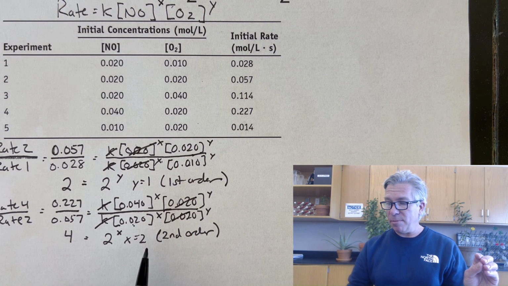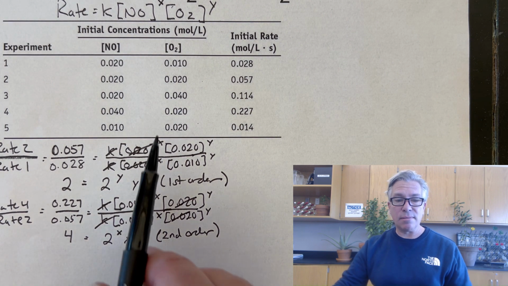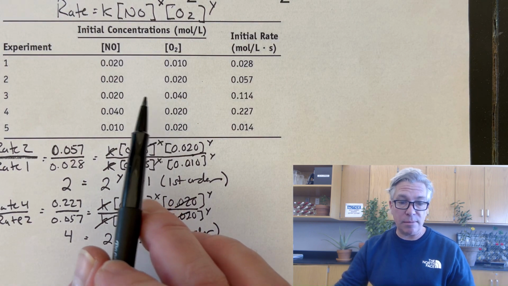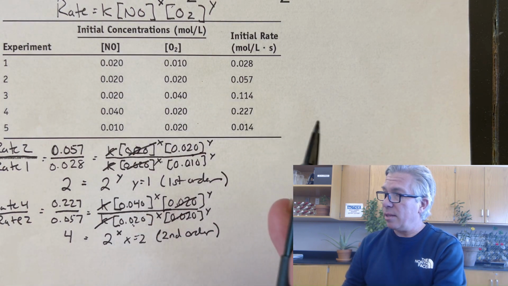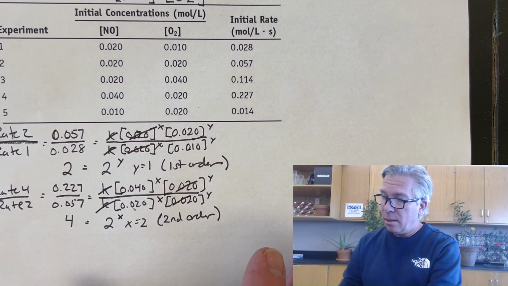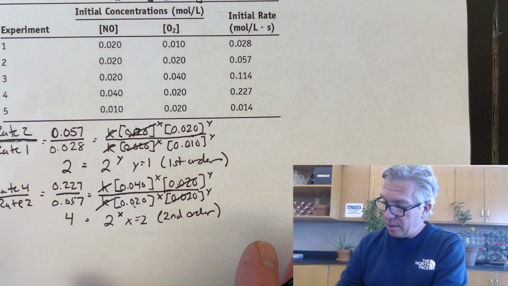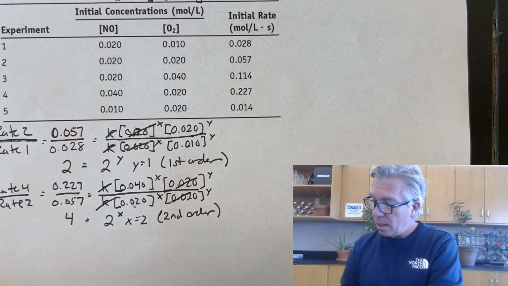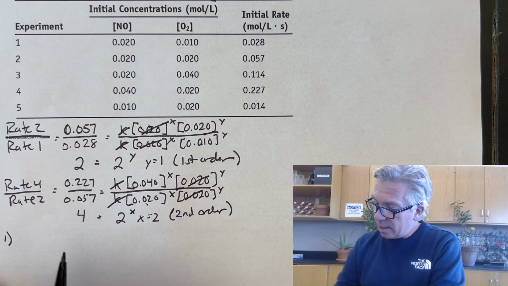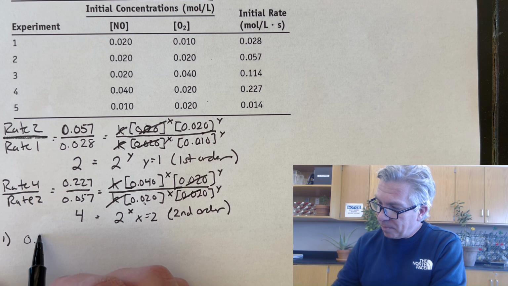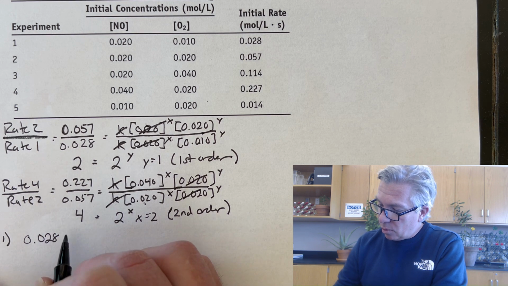And what we can do is basically go back and pick a trial. It really doesn't matter which trial you pick. I'm just going to pick trial number 1 because it's easiest, and it's right there. And I'm going to simply plug it into the rate law that I've already determined. So trial 1, I'll make a little note that it's trial 1. And I'm going to say, all right, the rate in trial 1 was 0.028, and that is moles per liter per second.